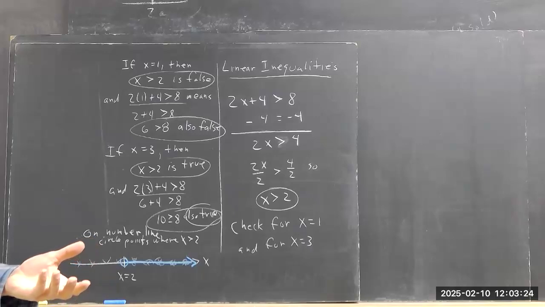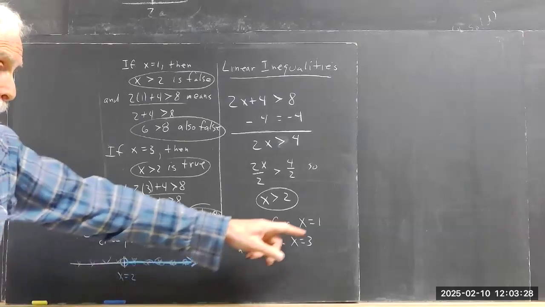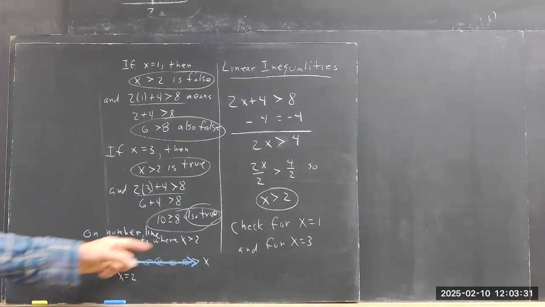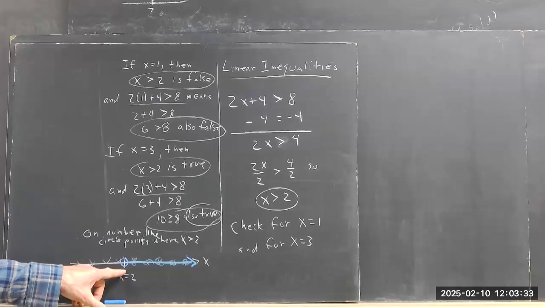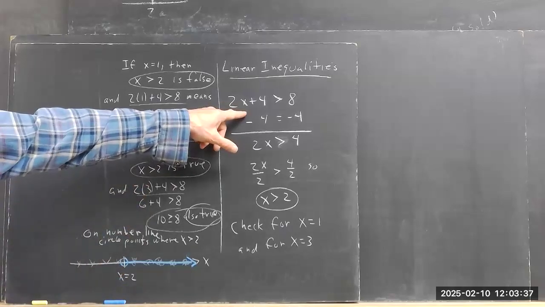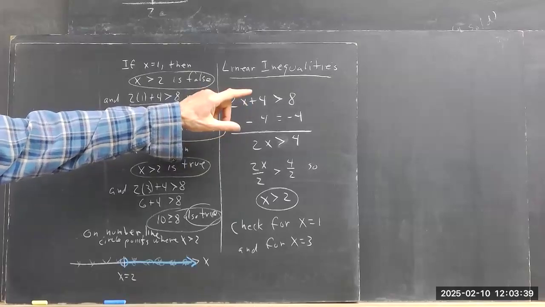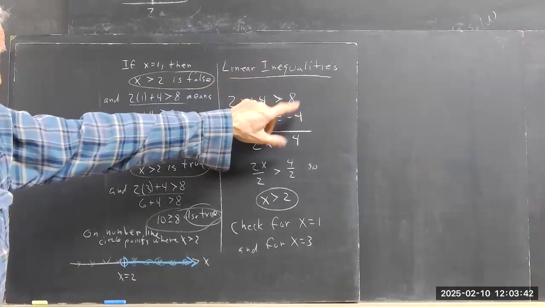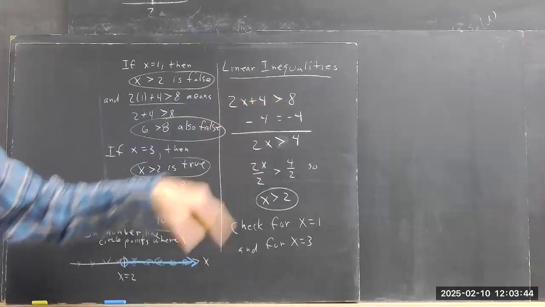That makes sense? And the number corresponding to every point here on this arrow, other than the x equals 2 point, is a solution to this inequality. It makes the left-hand side greater than 8, makes the inequality true.